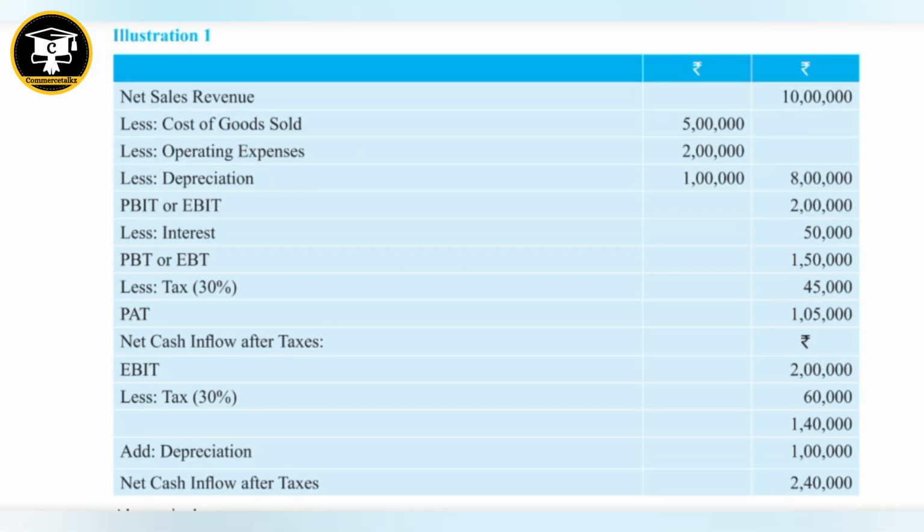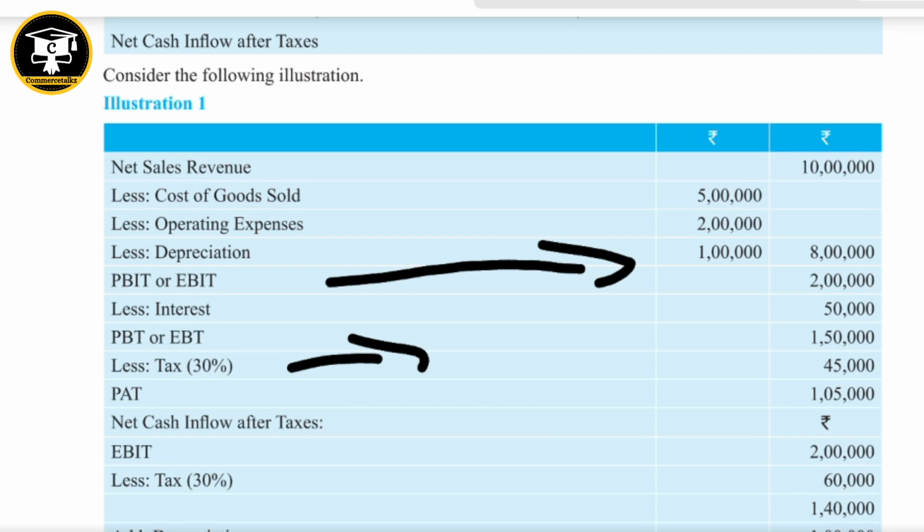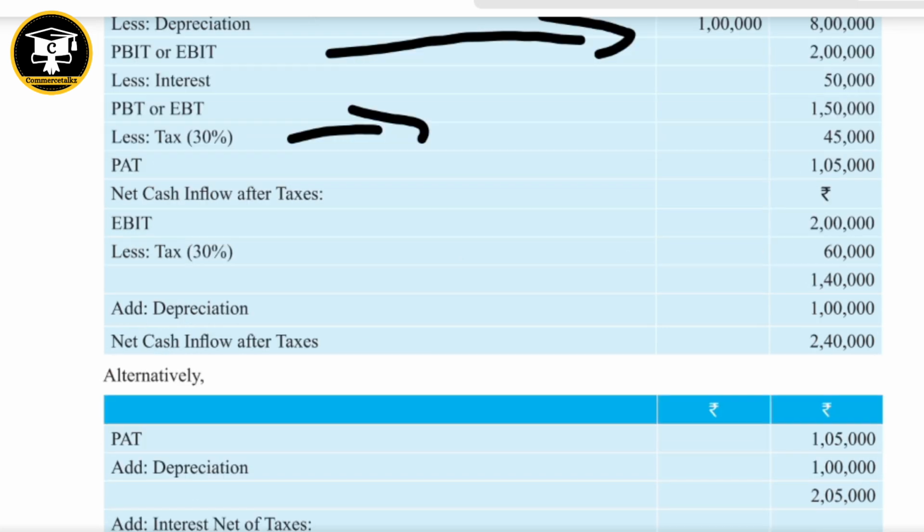Okay, we can analyze here. From the net sales, we deduct cost, operating expense as well as depreciation. So we arrive at the earnings before interest and tax. From that we deduct the interest. As said earlier, interest will be deducted. Tax also will be deducted. So we arrive at profit after tax. Net cash inflow after tax: from earnings before interest and tax, we have to deduct taxes. After that the depreciation will be added back. So we arrive at net cash inflow after tax.